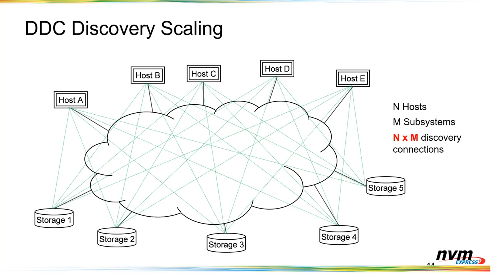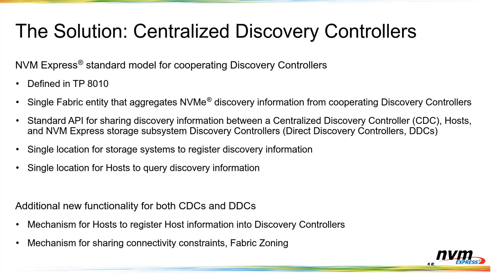So the solution we're talking about today is we've defined the centralized discovery controllers. That's the NVMe Express standardized model for cooperating discovery controllers, as already introduced, defined in TP8010 with the single fabric entity that aggregates information. It defines an API for sharing information between centralized discovery controllers and direct discovery controllers, and how that information is shared with hosts. So now you can have a single location for the storage systems to register, and a single location for the host to query. We did add a little bit of enhanced new functionality that hosts can take advantage of and storage systems can take advantage of.